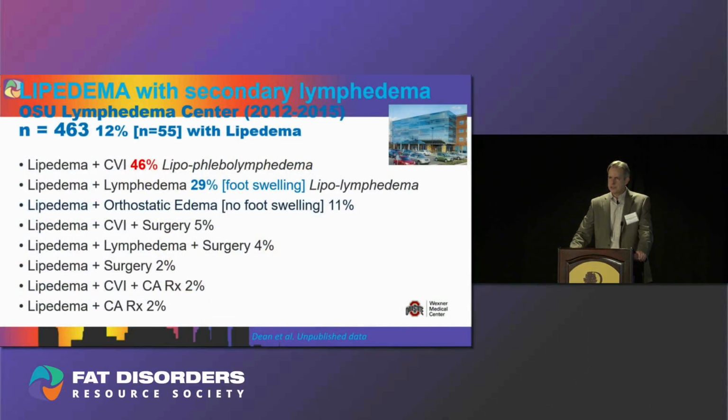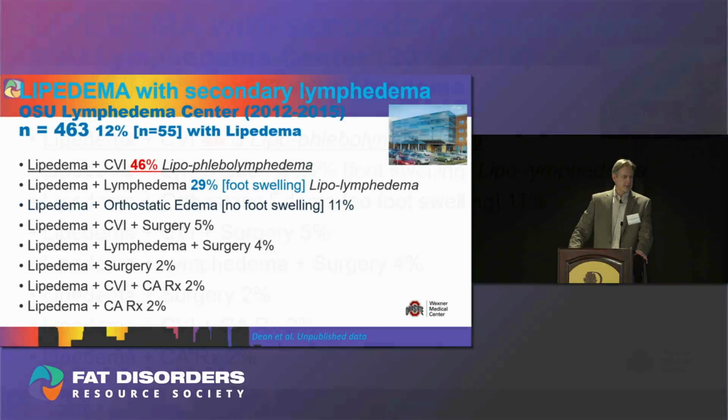A good segue into an ultimate pictorial representation of these hybrid forms of lipedema is provided by soon-to-be published data from the Ohio State University Lymphedema Physical Therapy Center, where we collected data over a 3-year period on 463 patients that had lower extremity lymphedema. 55 of these had lipedema. That was 12%. And it's interesting that when you looked at what was the number one cause of lipedema with secondary lymphedema, it was actually lipedema mixed with chronic venous insufficiency.